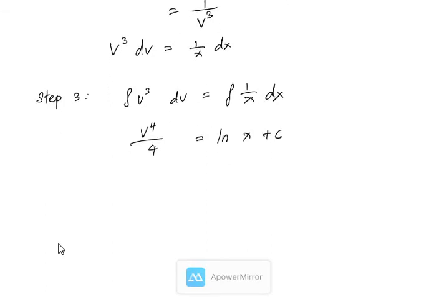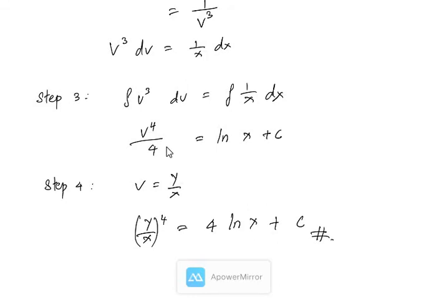And then step 4, we substitute back the value v equal to y over x. Therefore, we get y over x power of 4. And we move the 4 to the right hand side, and then we get 4 ln x plus c. And that's all for this question for the homogeneous differential equation.